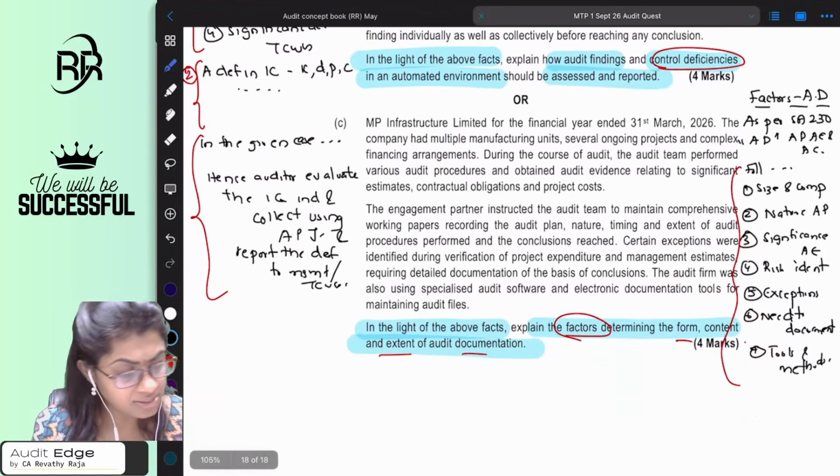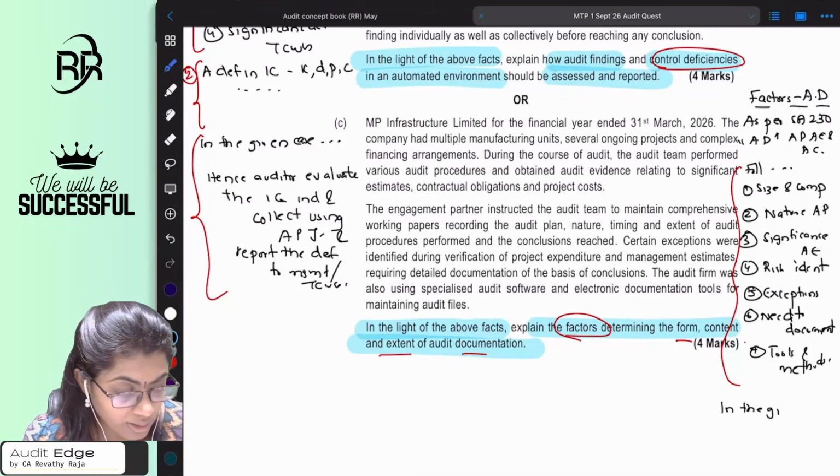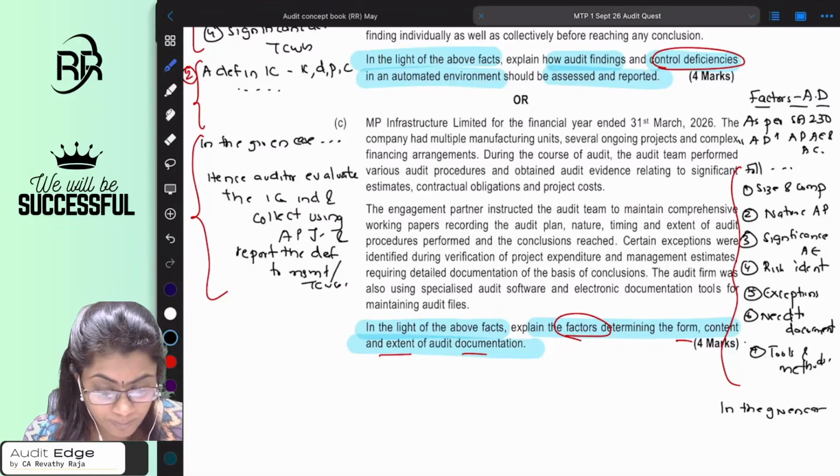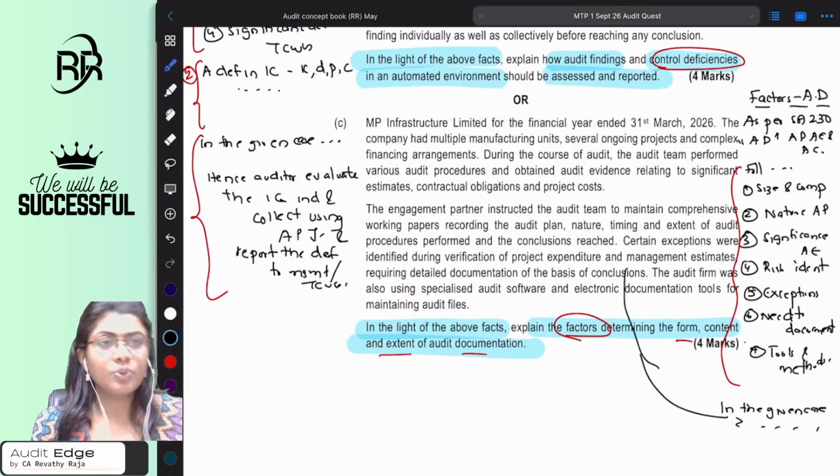Then, since it's a case study, you have to write in the given case. In the given case, you can write this para and conclude.